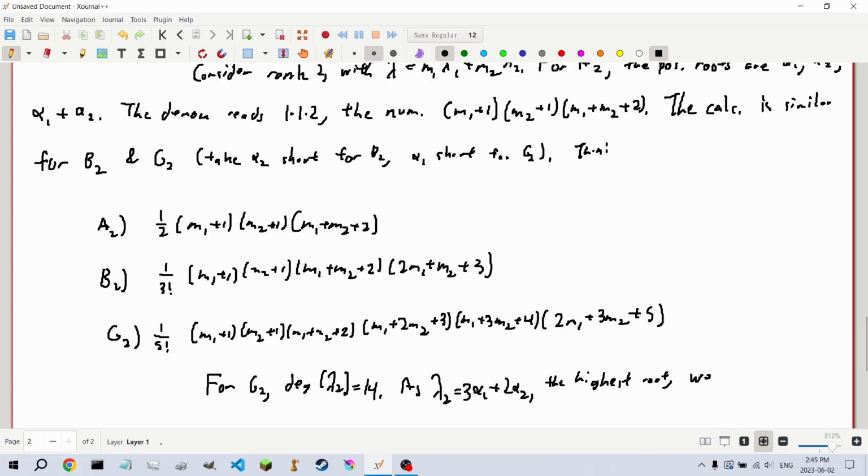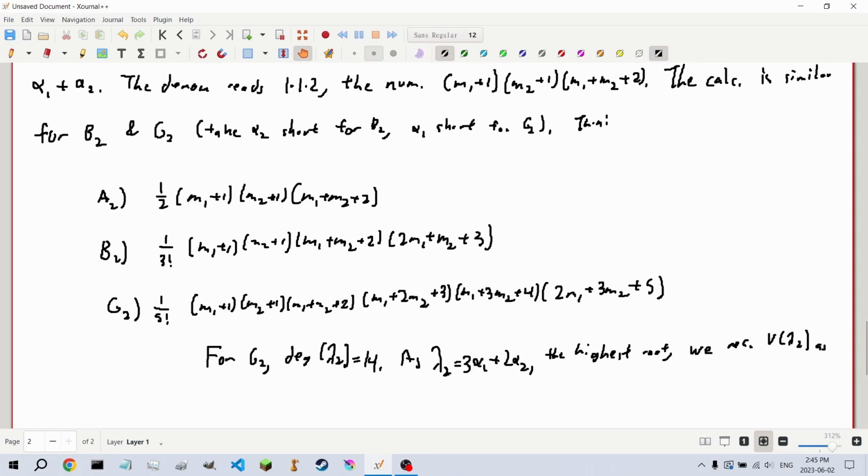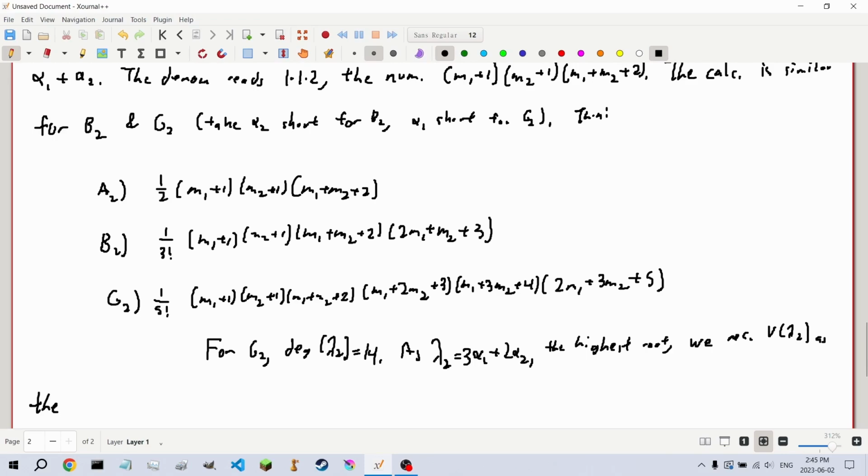We recognize V of lambda 2 as the module for the adjoint. The degree of lambda 1 is 7. And here V of lambda 1 is C0, which is the trace 0 subspace of the Cayley algebra that we saw last time.